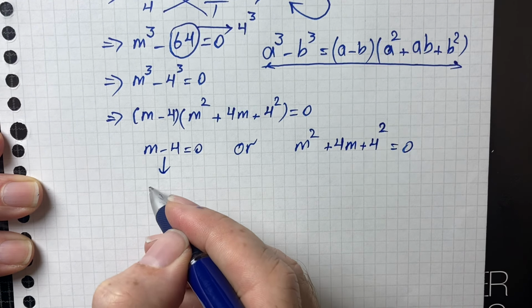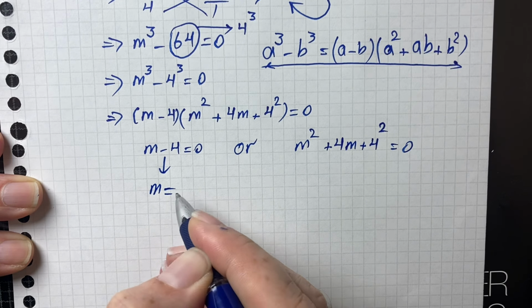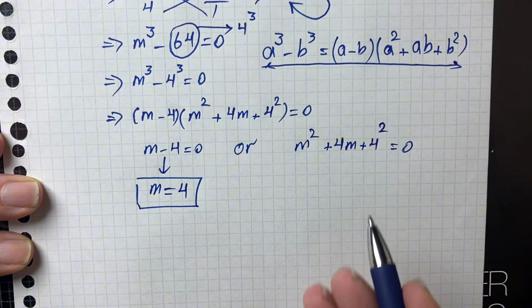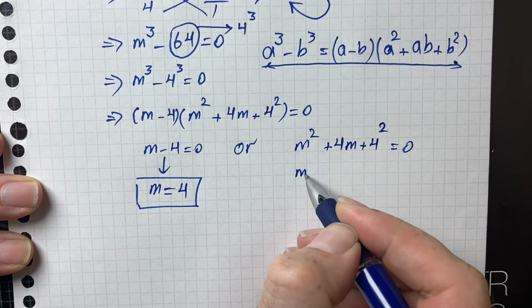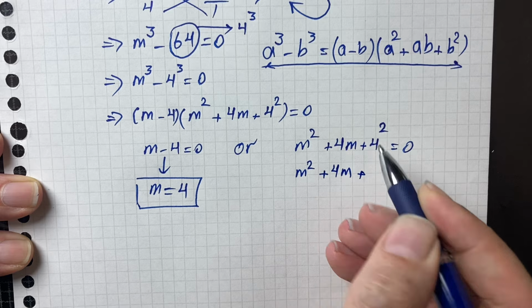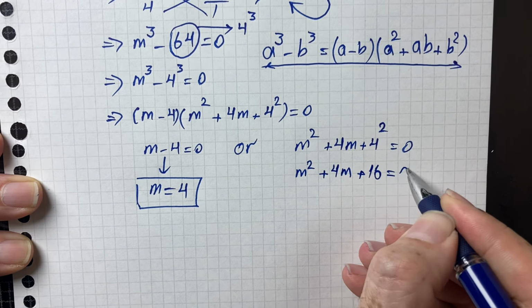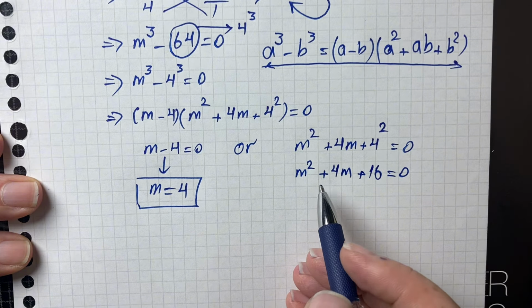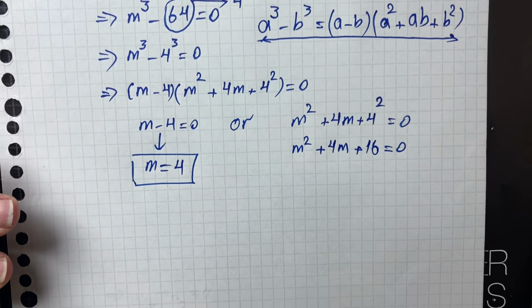Now, m minus 4 equals 0. What is the value of m? From here, m simply is going to be 4. This is our first answer. What is this? This is exactly m squared plus 4m plus 4 squared, which is 16, equals 0. A quadratic equation. To solve this, we can use the quadratic formula.